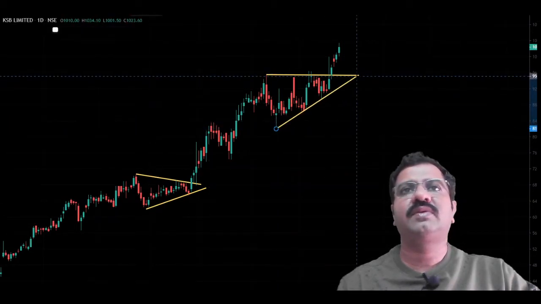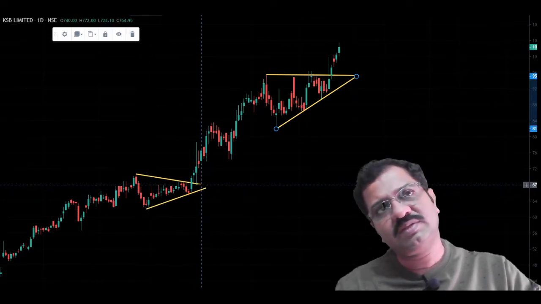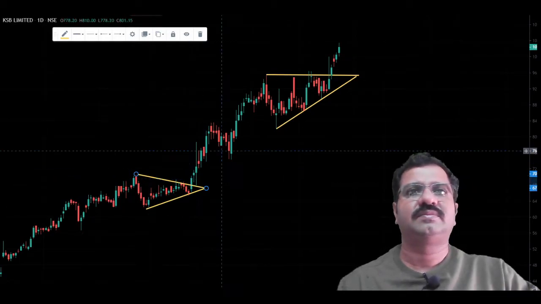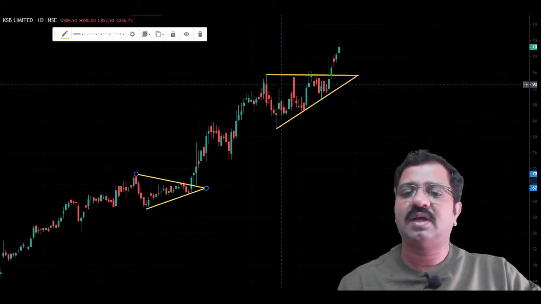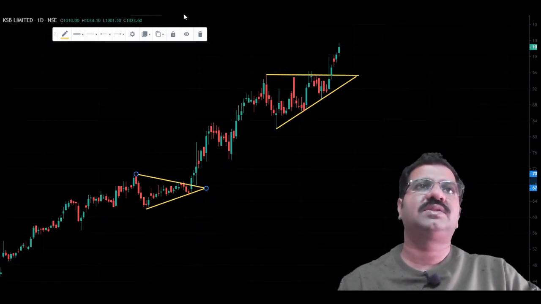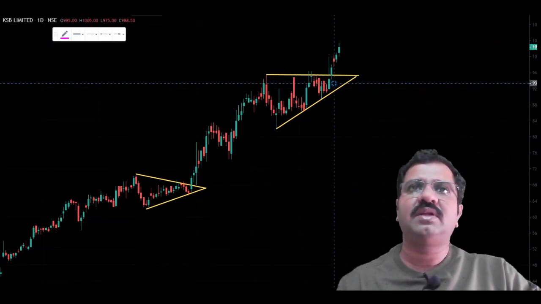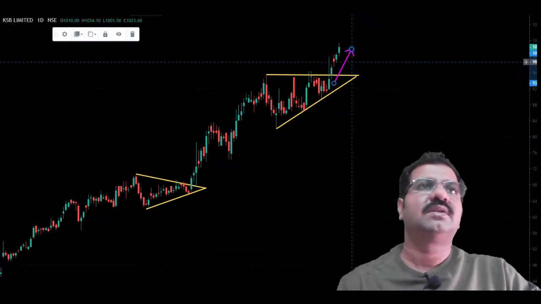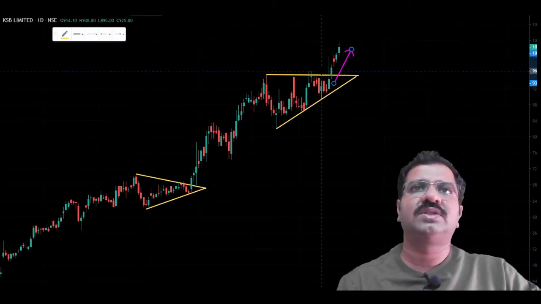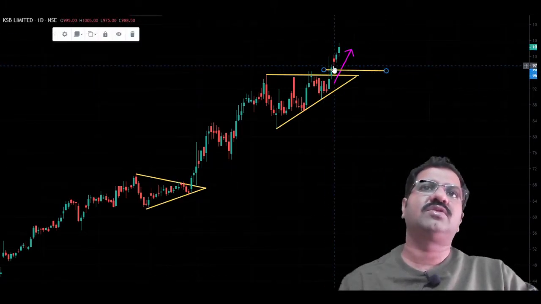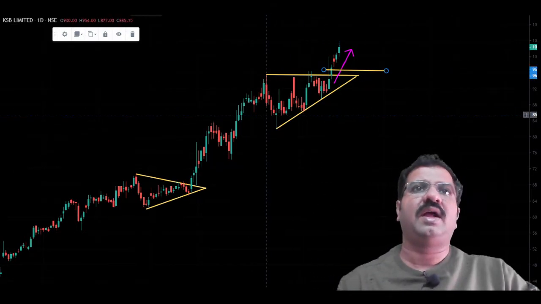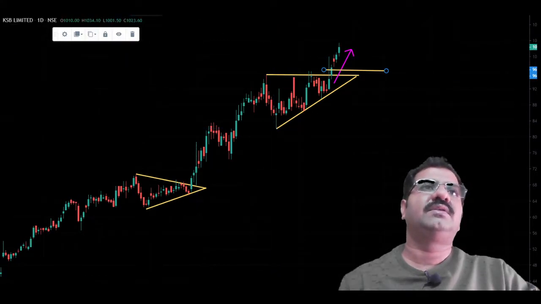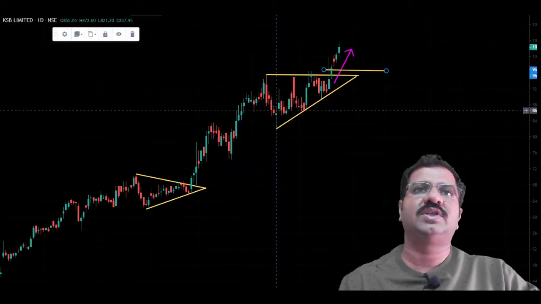Now what is the difference between these two triangles? This is a symmetric triangle, and this is an ascending triangle. When price breaks out of this level, you have to buy immediately. As price breaks out, this is your buy level. At this level you should buy, and your profit should be this much, from this point till this point.